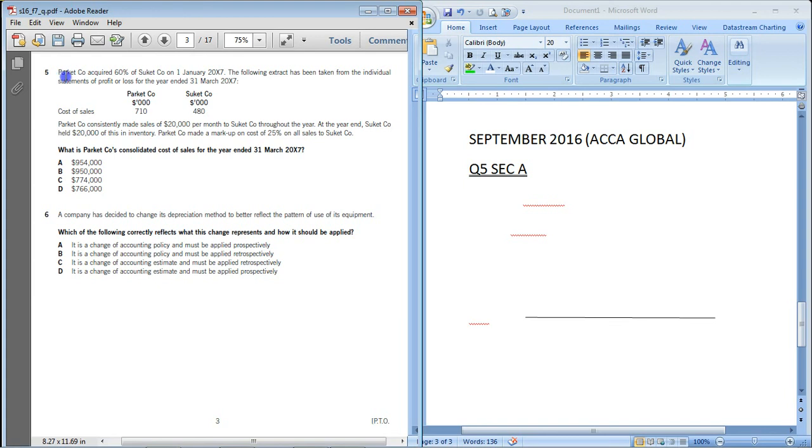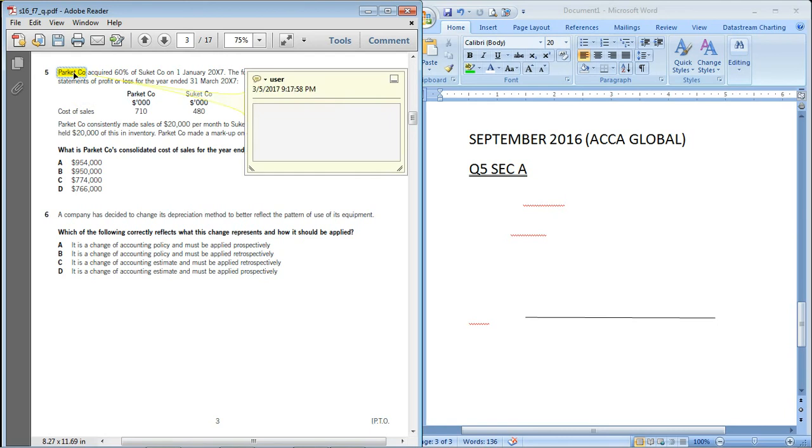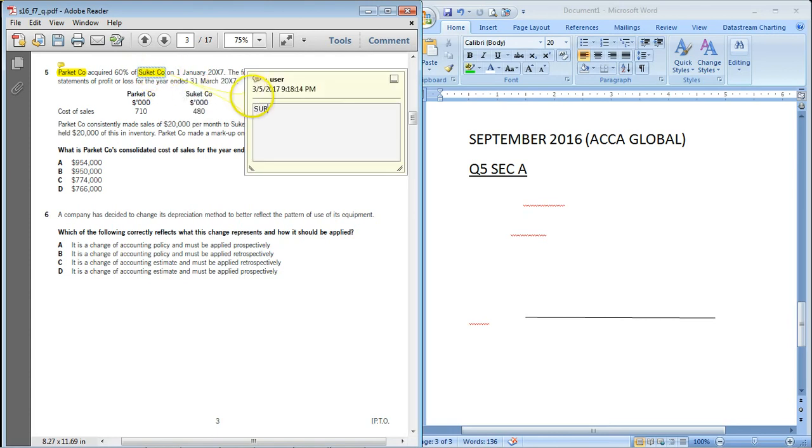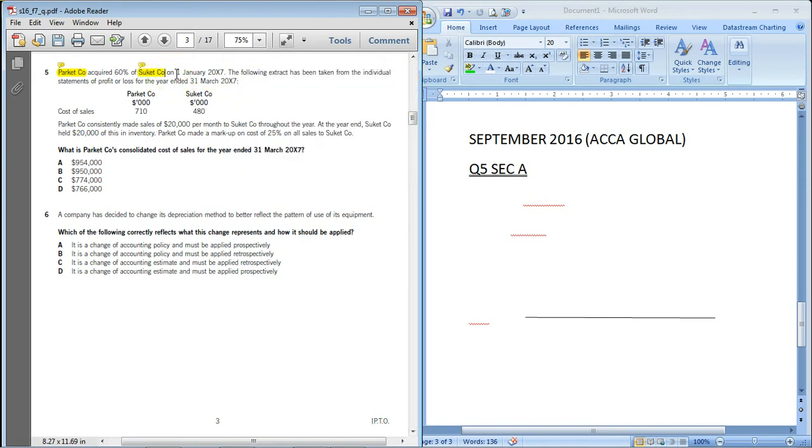So now, Parker Company acquires 60% of Suket Company on the 1st January. So who is Parker, class? Alright, Parker is your parent. So you have to know this is your parent, which acquires 60% of Suket Company. Who is Suket now? Correct, it is your subsidiary. This is your subsidiary on the 1st January. This is your date of acquisition.